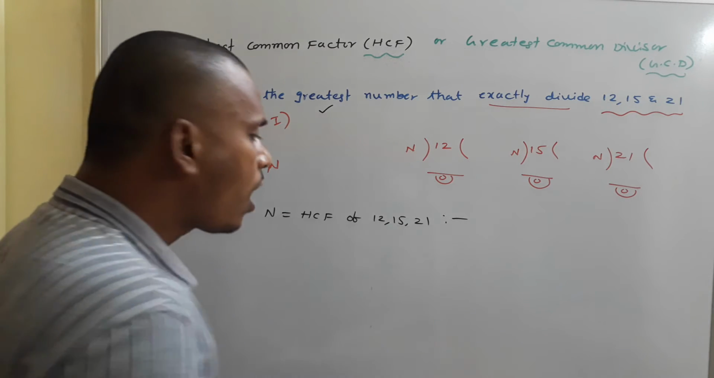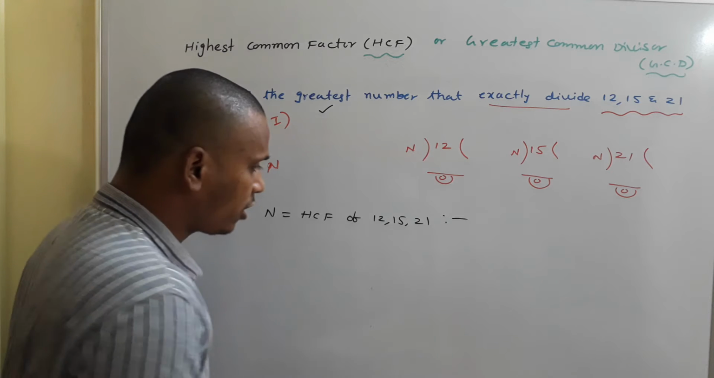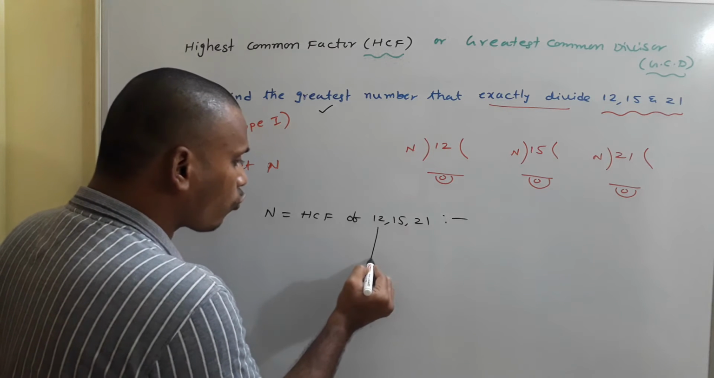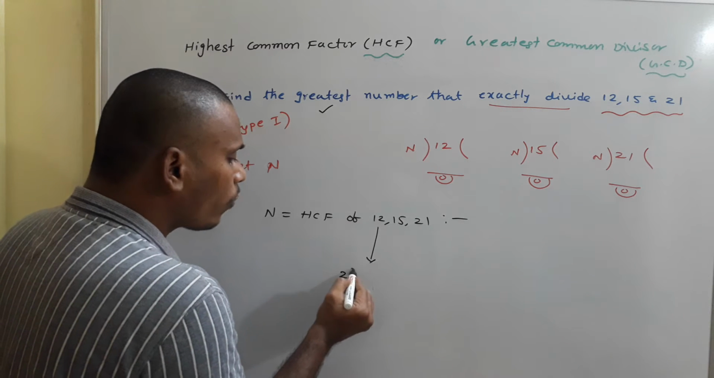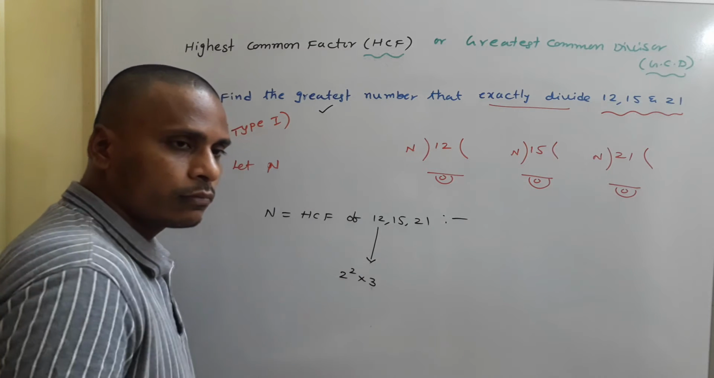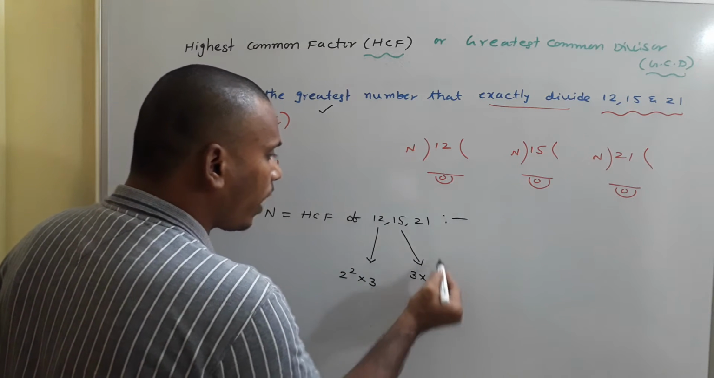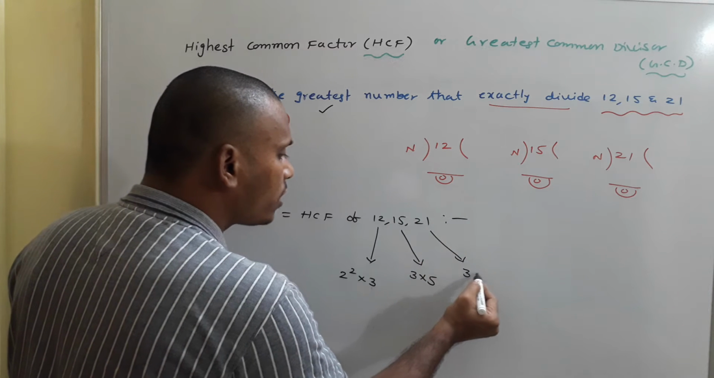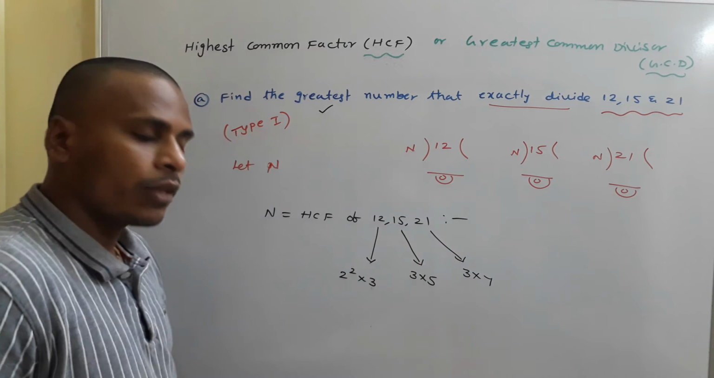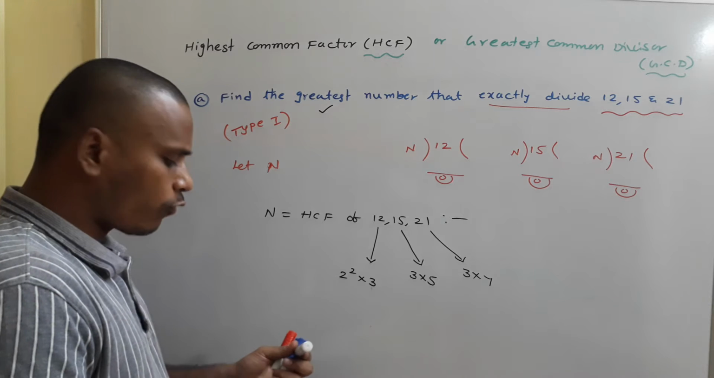We have different methods, and I am going with the prime factorization method now. You just think about 12. What is 12? 12 is 2 squared into 3, that is 4 times 3 is 12. The next number is 15. 15 is 3 into 5, and 21 is 3 into 7. So, very clear, you just follow that.